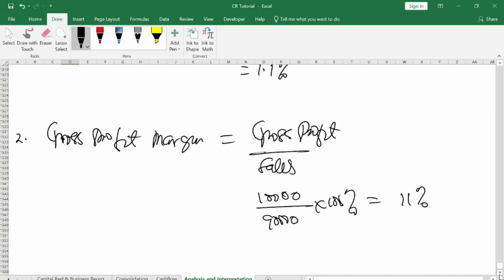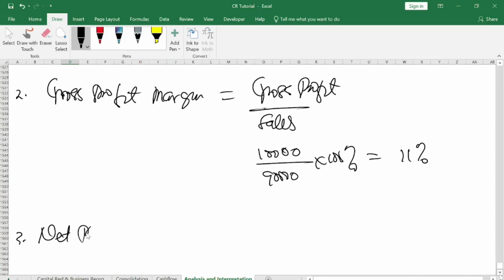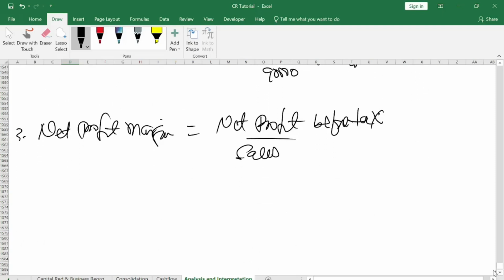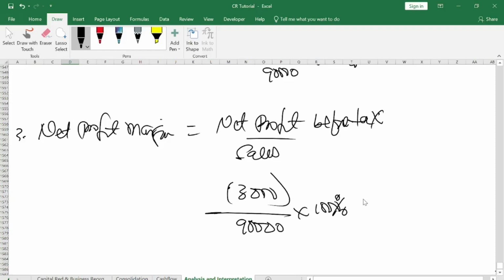Okay, so the third one is net profit margin. That is net profit before tax, all divided by sales. Net profit before tax is how much? Are we having net profit? No, it's negative. It's bracket 3,000, all divided by sales. Sales is 90,000 times 100%. Minus 3.3%.